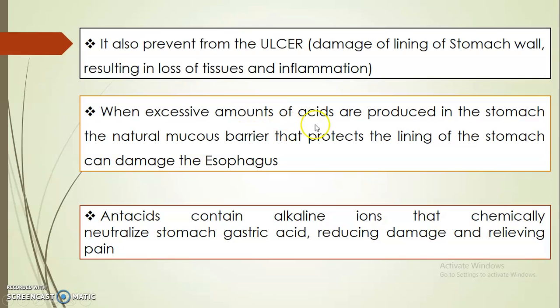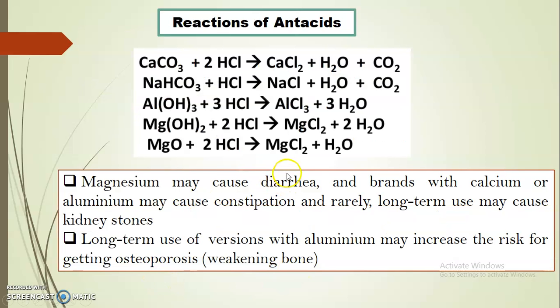When an excessive amount of acid is produced in the stomach, the natural mucus barrier that protects the lining of the stomach can be damaged. And antacid usually contains alkaline material that can neutralize the gastric acid, reducing damage and relieving the pain. These are some reactions that may occur during antacid prescription.